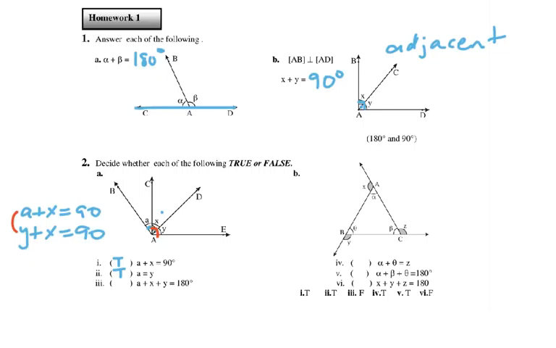All right, so if we look at A plus X plus Y, for that to be 180 degrees, then the whole thing would have to be a straight line. But we see that that's not the case. It's not quite a straight line, so that has to be false. We don't know what it does add up to, we just know that it's less than 180.